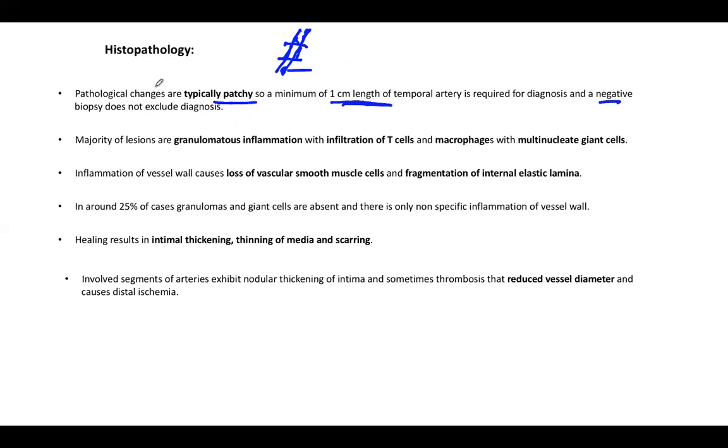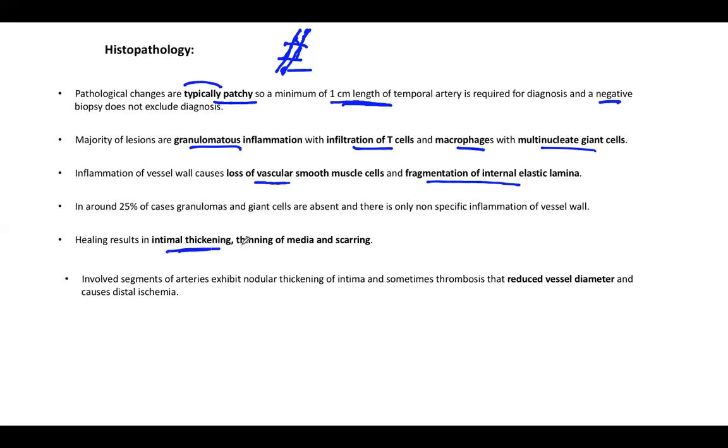So we need to understand this: it is patchy, usually granulomatous inflammation with infiltration of T cells, macrophages, and multinucleate giant cells. Then there is loss of vascular smooth muscle cells that leads to thinning of the media, and there is fragmentation of the internal elastic lamina, and there is thickening of the intima.